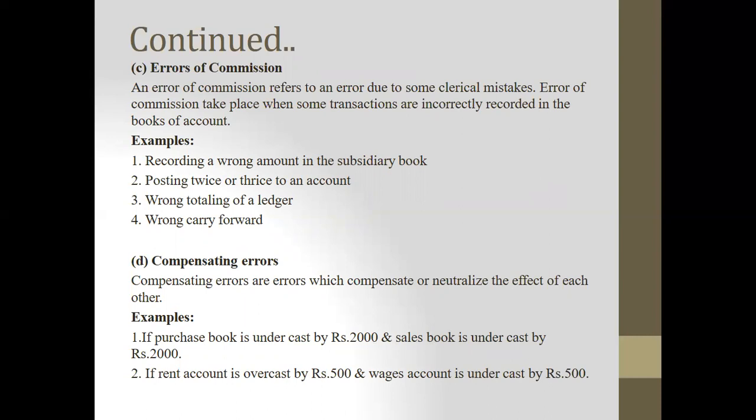Then compensating errors. Compensating errors are errors which compensate or neutralize the effect of each other. For example, if the purchase book is undercast by rupees 2000 and the sales book is undercast by rupees 2000, or if the rent account is overcast by rupees 500 and the wages account is undercast by rupees 500. So this is how compensating errors work. If you made any mistakes, they will be compensated by other entries.